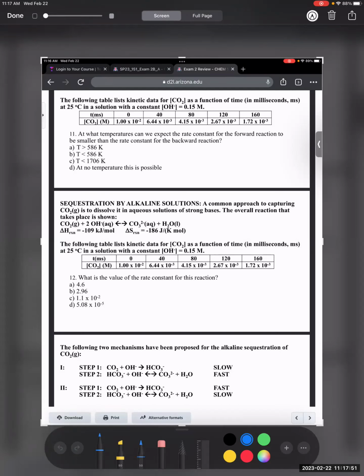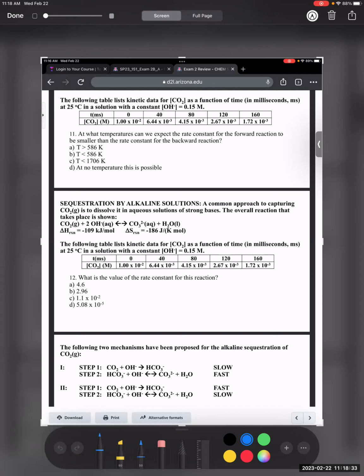That means the rate of formation of the products is equal to the rate of formation of the reactants. Now the thing is, if you have more reactants at the equilibrium compared to the products, that means the rate constant for the reverse reaction must be greater than that for the forward reaction. And that is what it's asking here. So in this case, we are told that the rate constant for the forward reaction is smaller than the rate constant for the backward reaction.